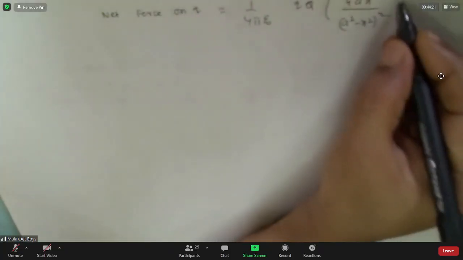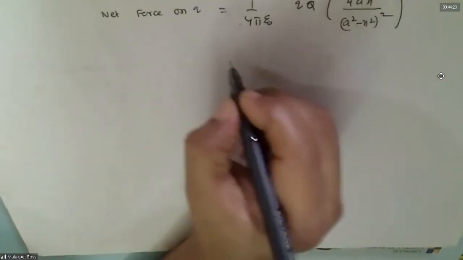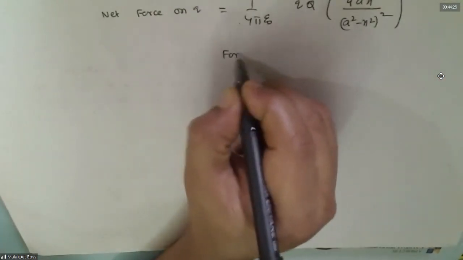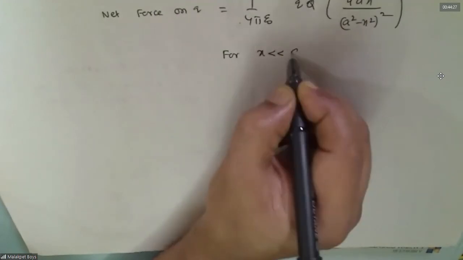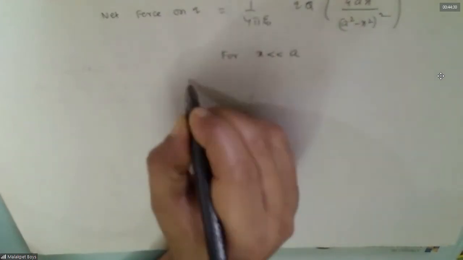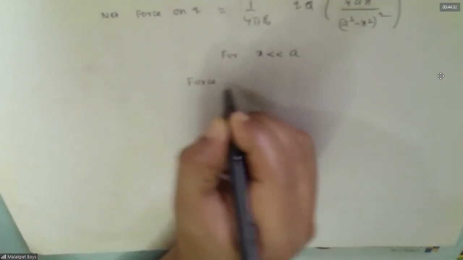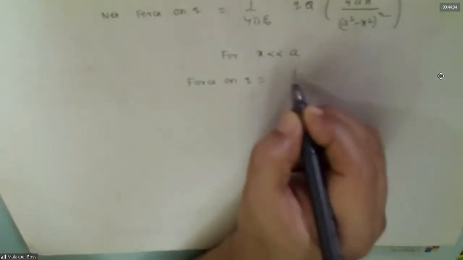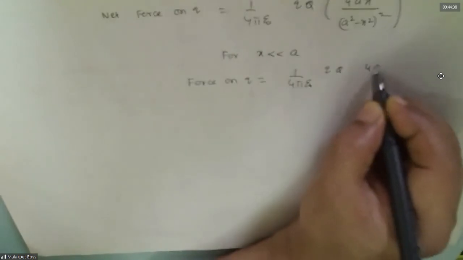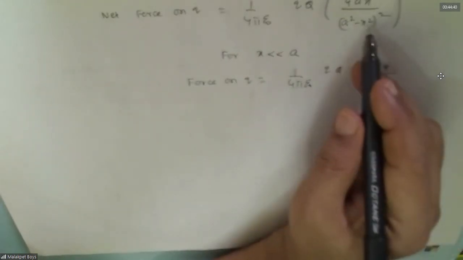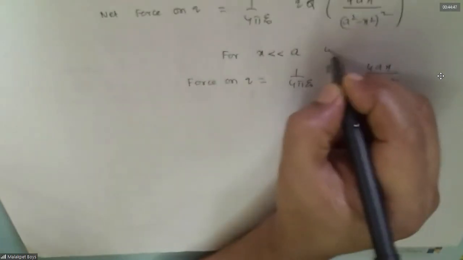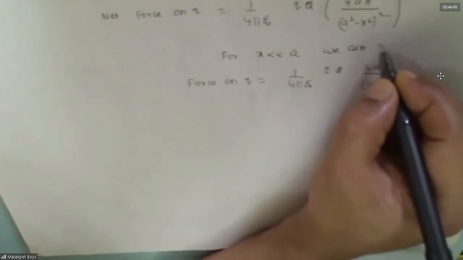You got this now. Now you can see x is very small compared to a. This force can be written as, see you are learning here even simplified motion methods. x is very small, we can write it as, agreed. Yes, sir.